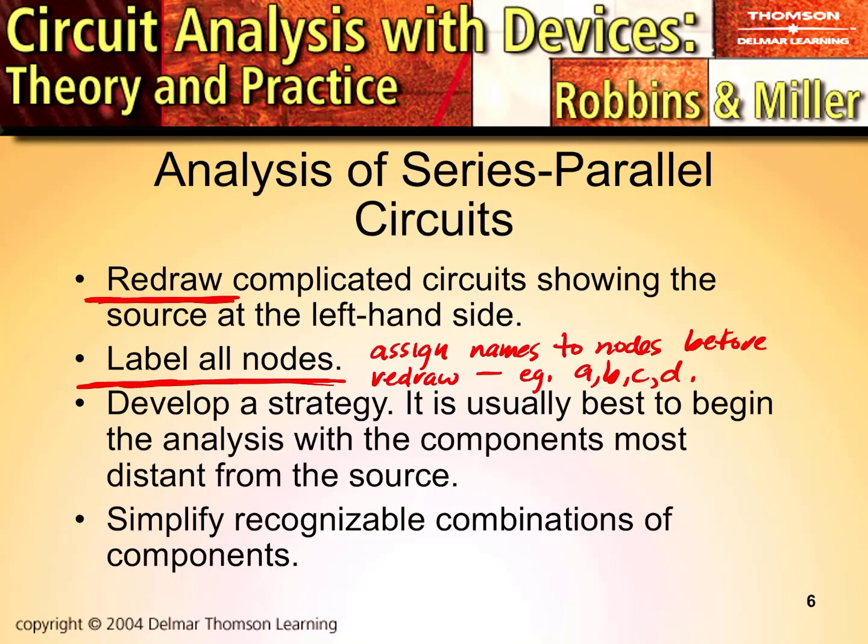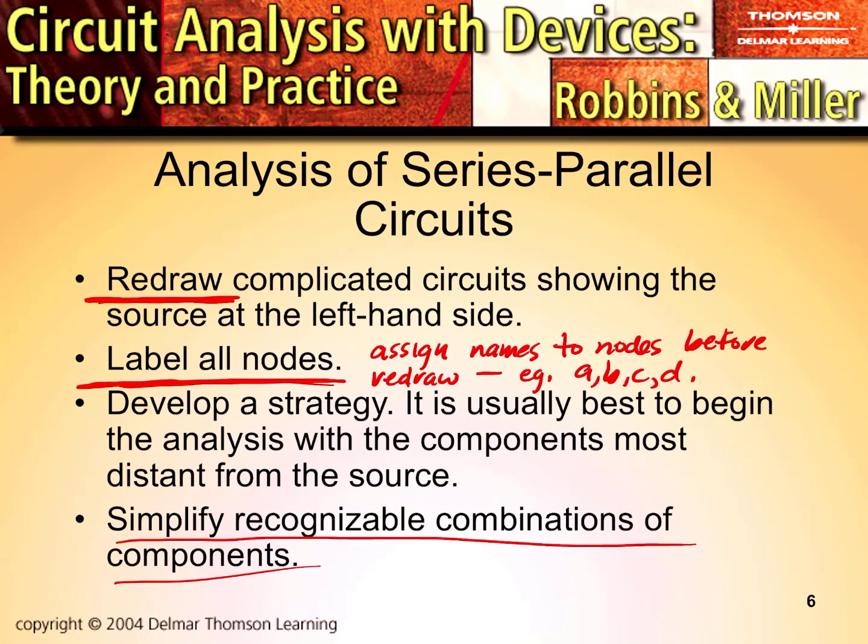Okay, develop a strategy. It's best to begin the analysis with the components most distant from the source. So remember I talked about that in a lab. I said the textbook suggests in your analysis and essentially in determining your R total equation, start from the farthest branch from the source and work your way back to the source. So that would mean start at the rightmost branch and work your way back till you reach the source on the left. And it says simplify recognizable combinations of components.